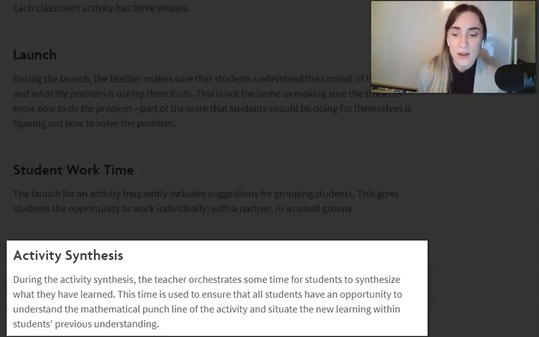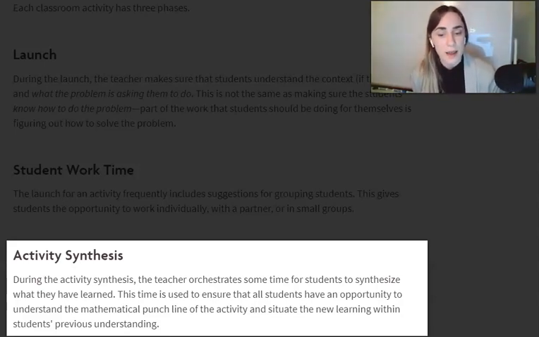And what they say on their website is that during the activity synthesis, the teacher orchestrates some time for students to synthesize what they have learned. This time is used to ensure that all students have an opportunity to understand the mathematical punchline of the activity and situate the new learning within the student's previous understanding.